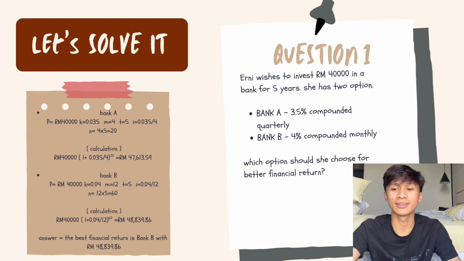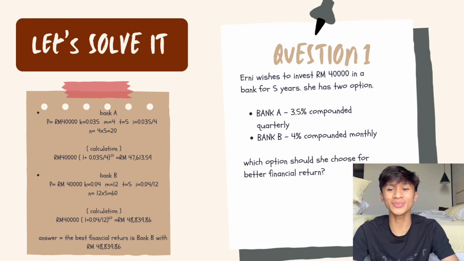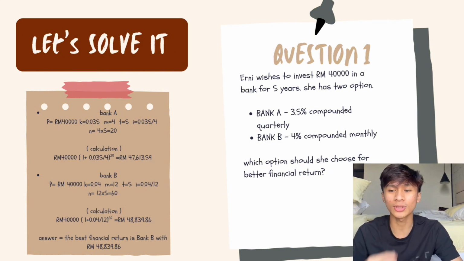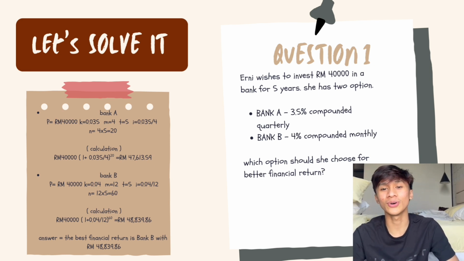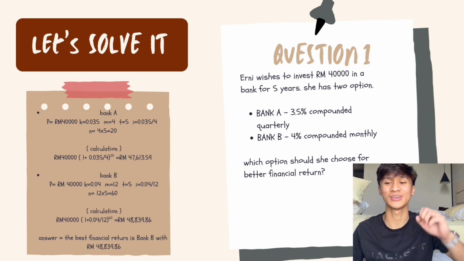For Bank A, the total after 5 years is about 47,640 ringgit. For Bank B, the total after 5 years is about 48,840 ringgit. Therefore, the better choice for Ernie is Bank B because it gives a higher financial return.